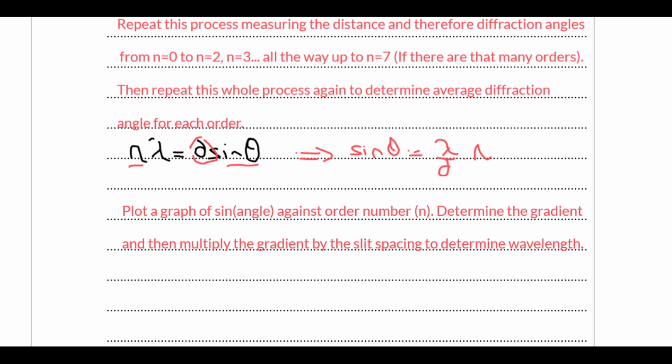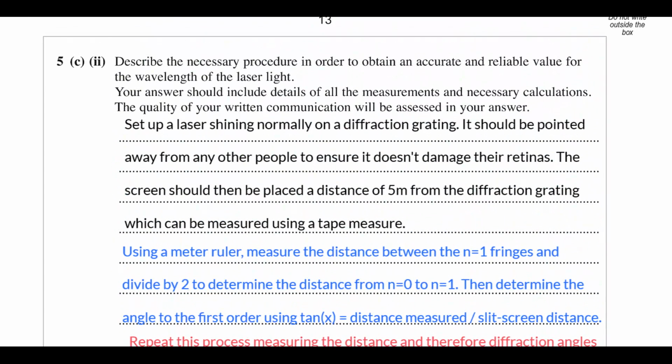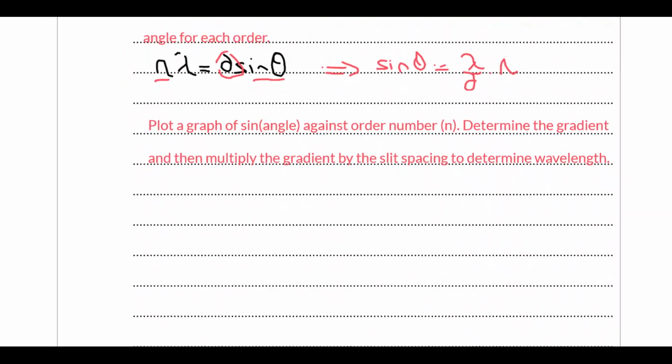Let's talk about what we were supposed to have got in this answer. So have we got a procedure to obtain accurate results? Well, we've got average values of the diffraction angle. That's a strategy to improve accuracy. I can think of one more I need to write about in a second. Reliability, yes, we've done repeat readings. We've got the measurements we're going to take. We've got calculations we're going to do. So let's just put in one more strategy to improve accuracy.